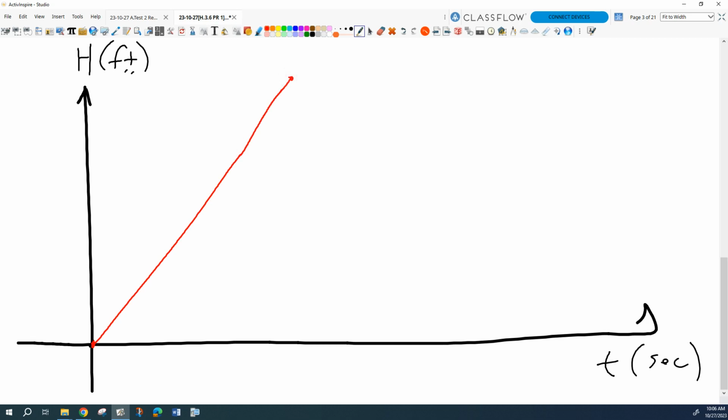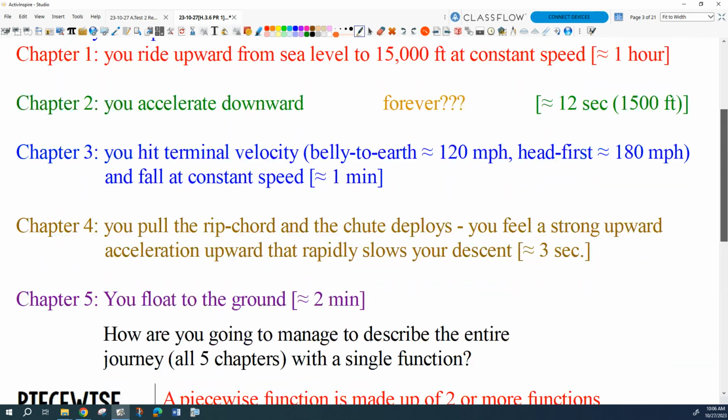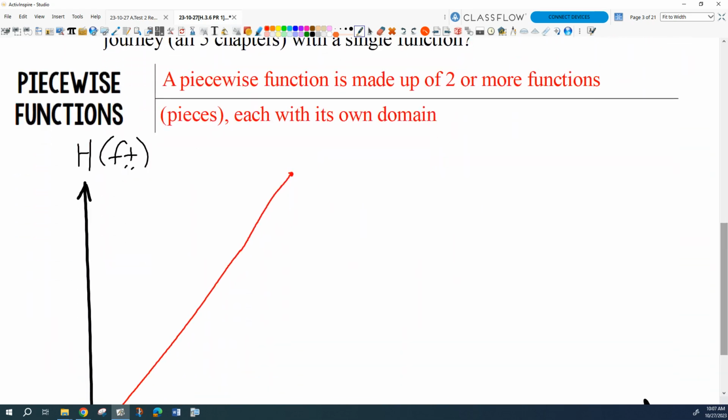And then what did I do? Well, let's see, then I bailed out, right? So I accelerate downward for a very short period of time. So what do you think that's going to look like? Okay, yeah, it's going to be close to straight down, isn't it? We're going to do something like, oops, I need green. Green, I said. Didn't order that color.